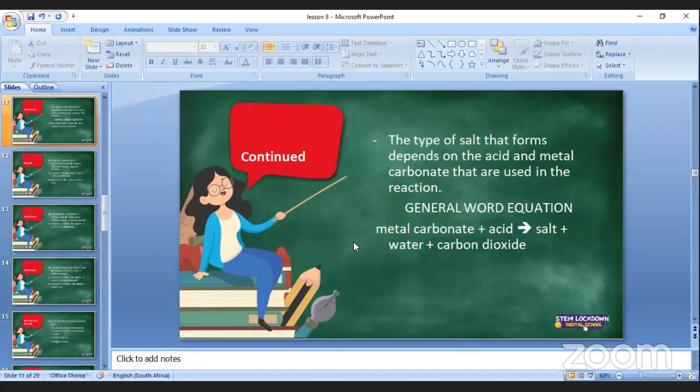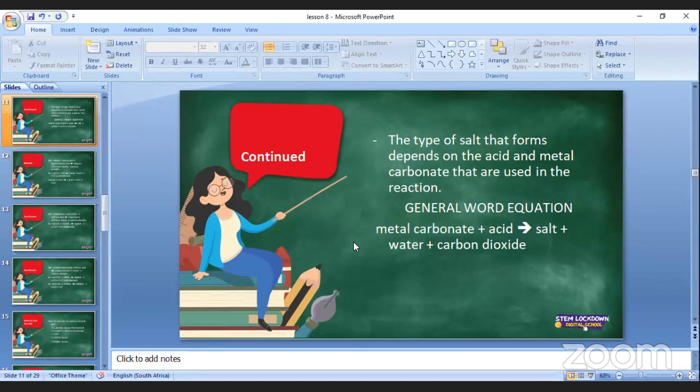The type of salt that forms depends on the acid and metal carbonate that are used in the reaction. There is a general word equation. Metal carbonates react with acid to give us salt, water, and carbon dioxide. Write that down, grade 9. General word equation for carbonates: metal carbonate reacts with acid to give us salt, water, and carbon dioxide. Are you following, grade 9? Thank you very much. I hope you are following.